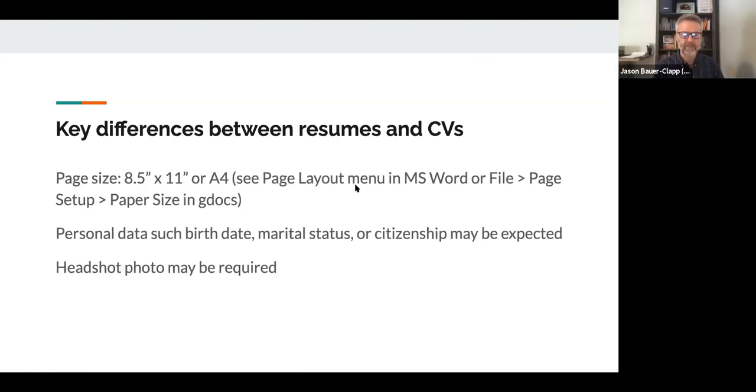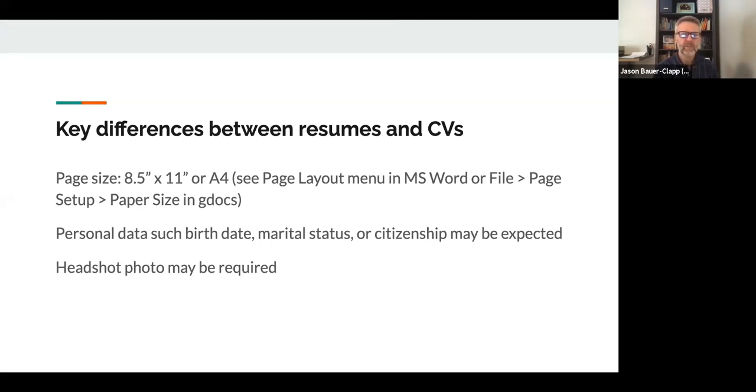So, page size. The North American standard paper size is 8.5 by 11. Most other places in the world use a slightly different standard page size, which is known as A4. It's a little bit narrower. It's a little bit taller. So you'll need to do some investigation to see what the standard expectation is for where you're going to be applying, and be mindful of that piece for sure.